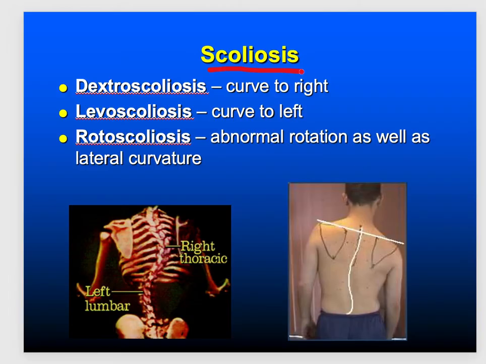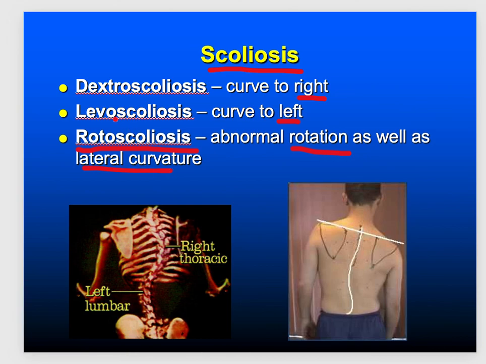So some terms we're going to look at for scoliosis. We have dextroscoliosis, which is a curve to the right, okay? Levoscoliosis, which is a curve to the left. And then if you have a curve to the right or left, but you have a rotation within the lumbar spine or within the vertebral column itself, then you can have rotoscoliosis.